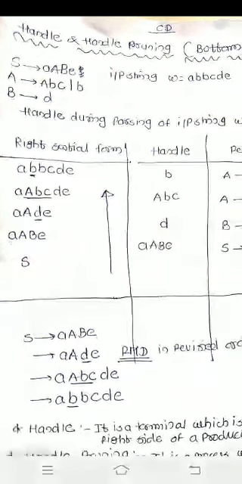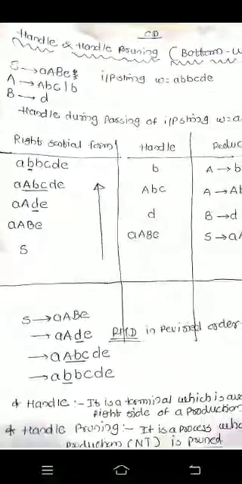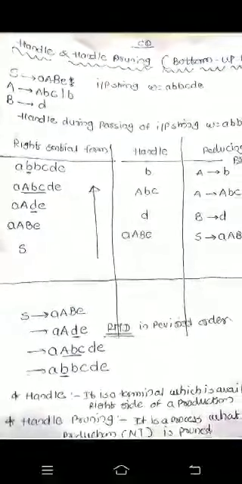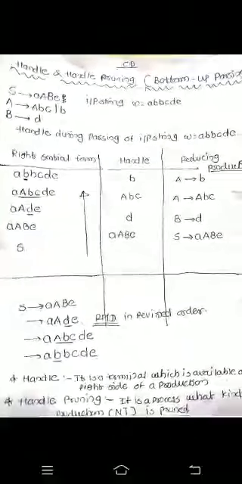Okay, so here we are going to discuss this with the help of a suitable example. Here we have three productions: S implies small a, capital A, B, E. Then we have capital A implies A, B, C or B. Then B implies D, and we have the input string A, B, B, C, D, E. Now we have to perform handle pruning parsing on this input string.